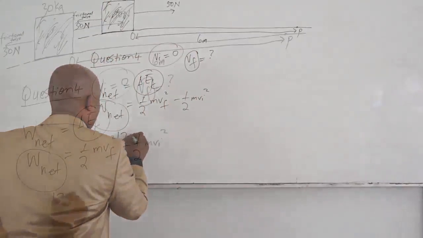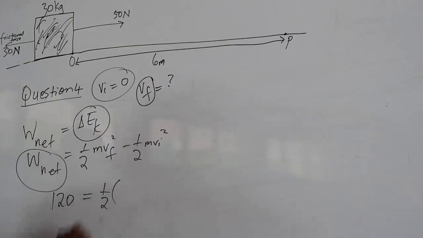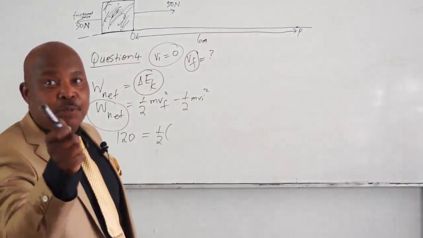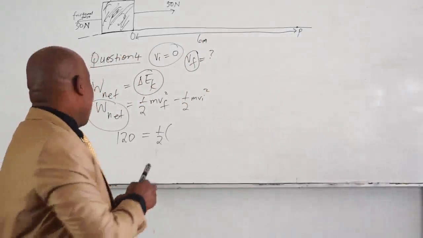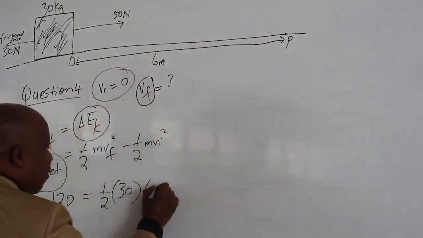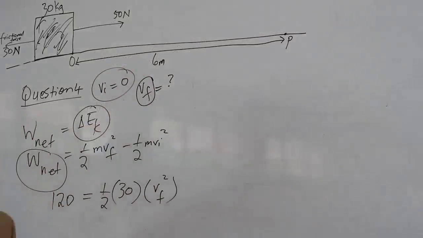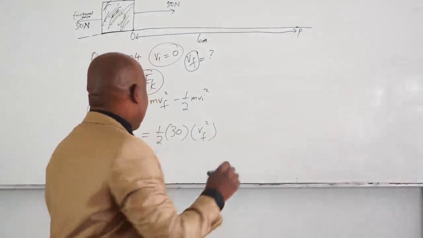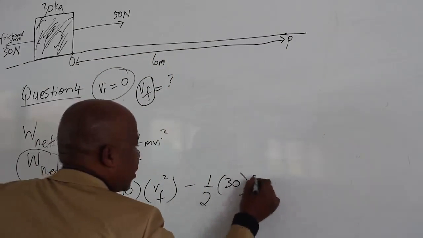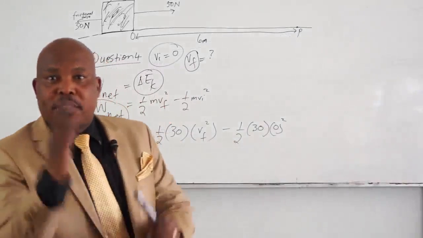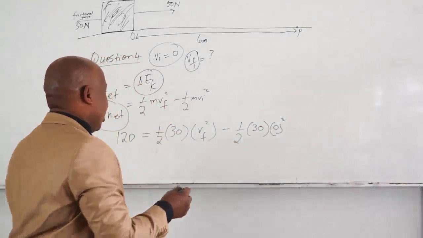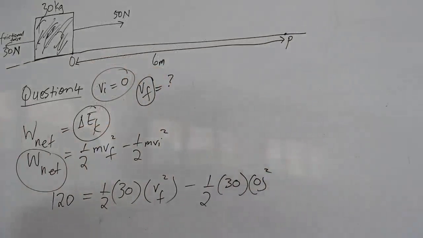Therefore, we just substitute 120 equals half. What is the mass of the box? It's given. Remember, in physics, the mass must be in kilogram, not in gram. Then it's 35. And then V squared final. This is the velocity you want, final velocity. Minus half 30, 0. Why 0? Because it starts from rest. Remember, VI, if you start from rest, is always 0. Therefore, the whole thing is going to be 0.